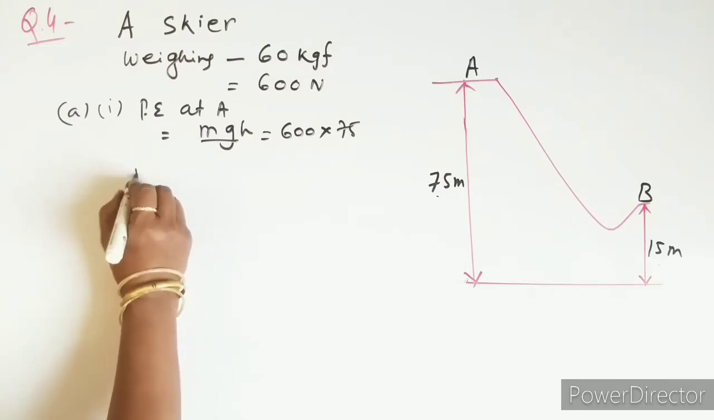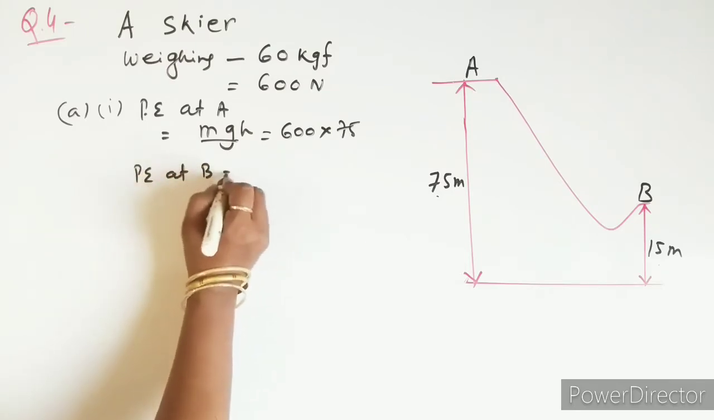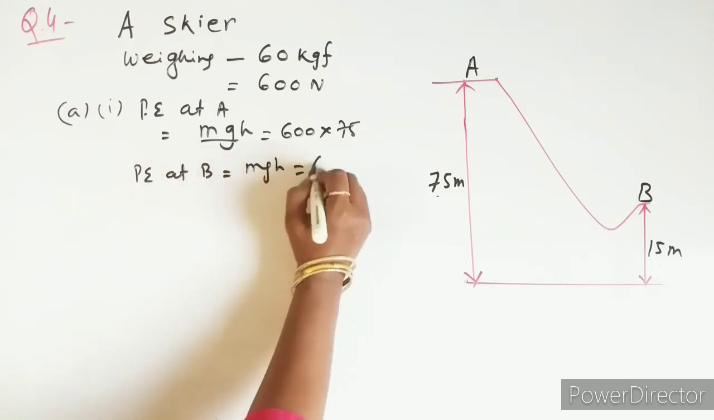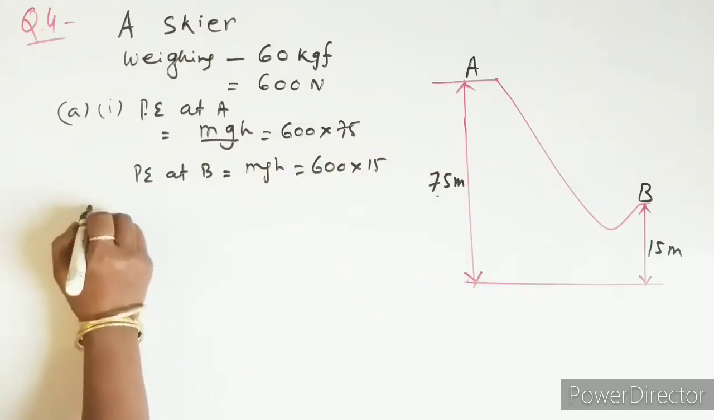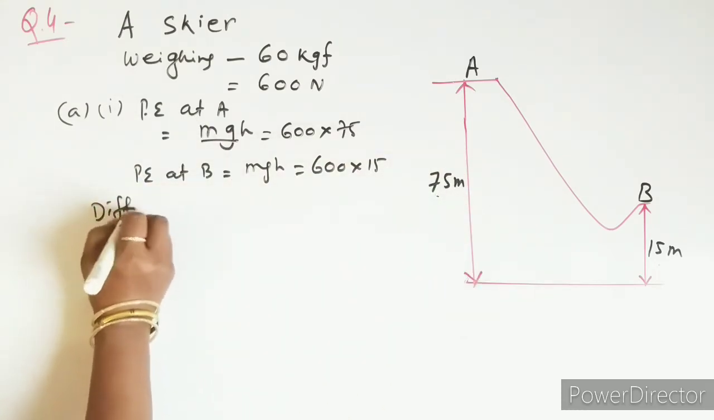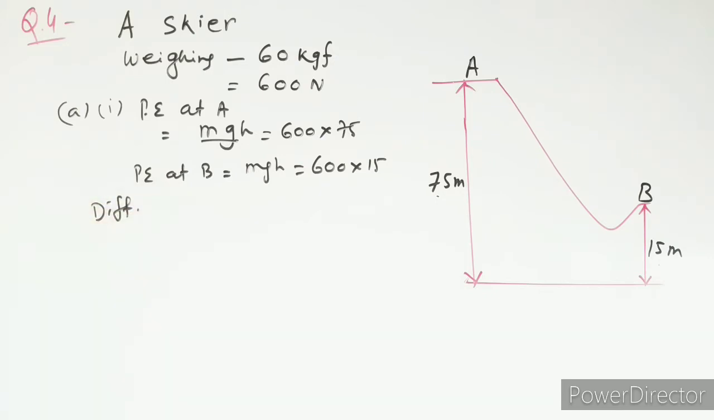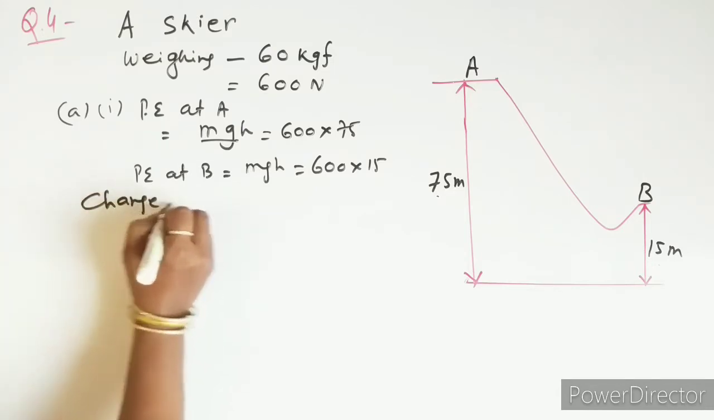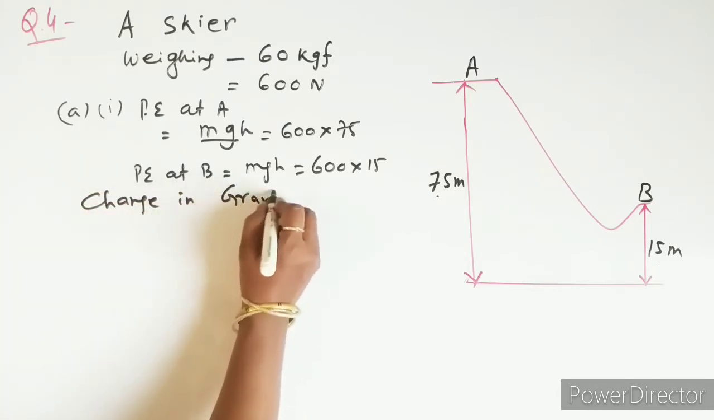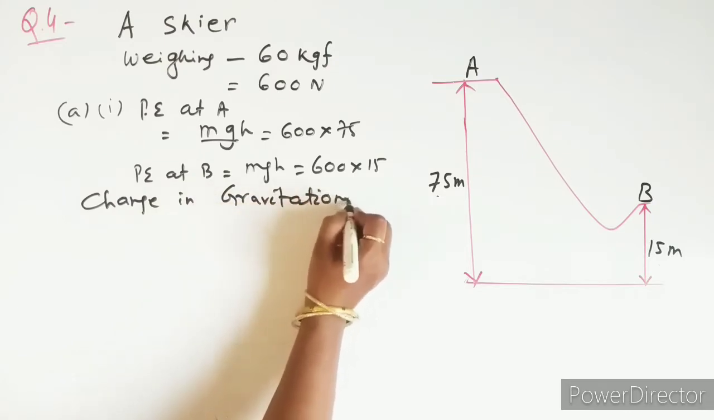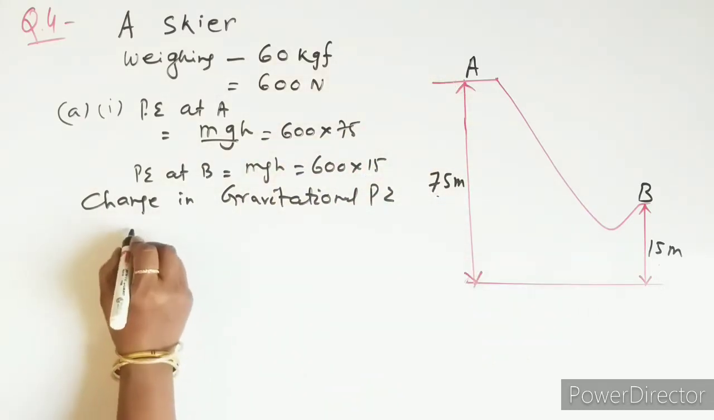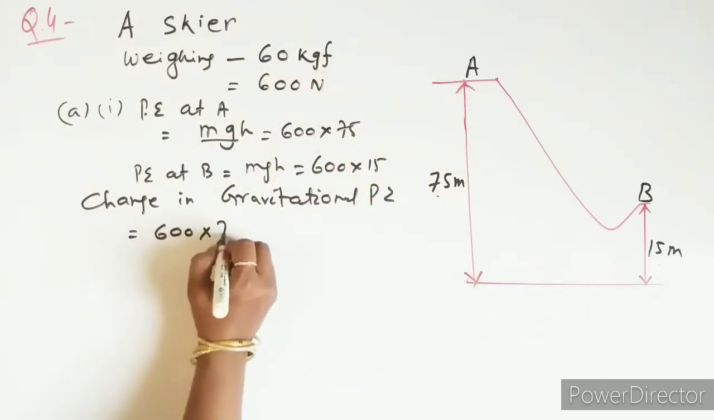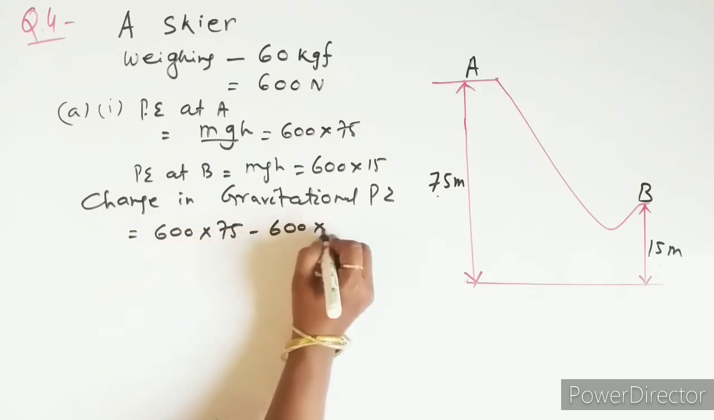The potential energy at B is mgh, so it is 600 into 15. As the difference is asked, the change in gravitational potential energy, obviously from the highest point to the lowest point, can be 600 into 75 minus 600 into 15.